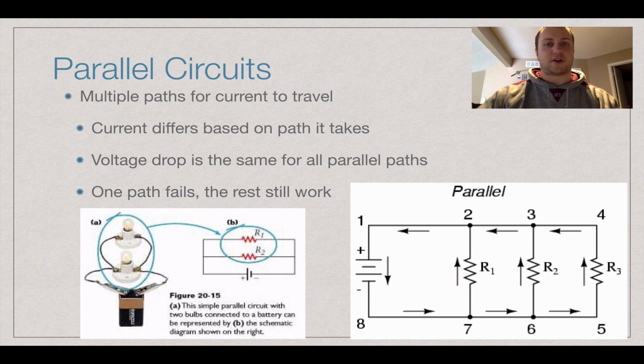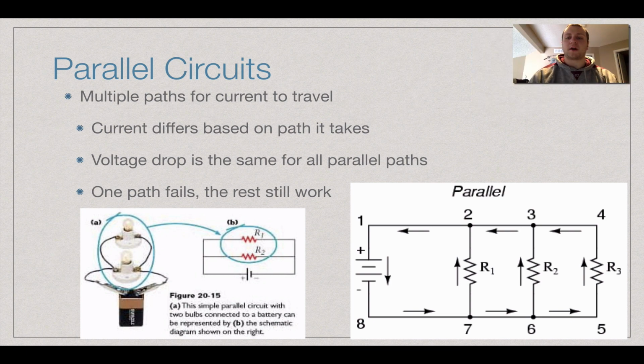You still have some electrons choose that path. Not every electron chooses the path of least resistance. Because of this, each junction has the exact same amount of voltage going down it. So let's say, for example, our battery on the left-hand side of that diagram is a 9-volt battery. Well, down resistor 1, we're going to have 9 volts. Down resistor 2, we're going to have 9 volts. And down resistor 3, we're going to have 9 volts. Each of them gets the same amount of voltage.